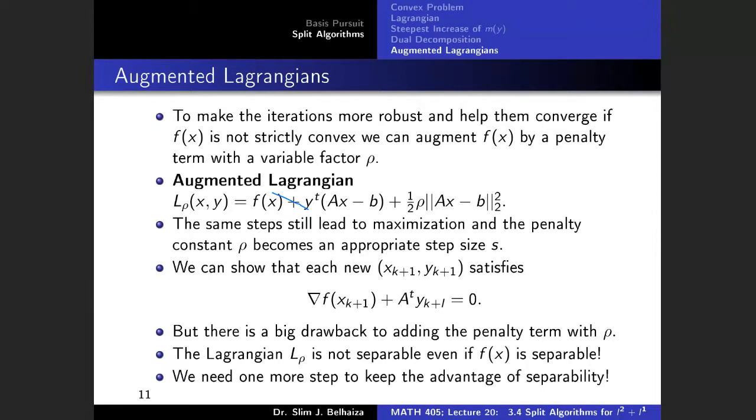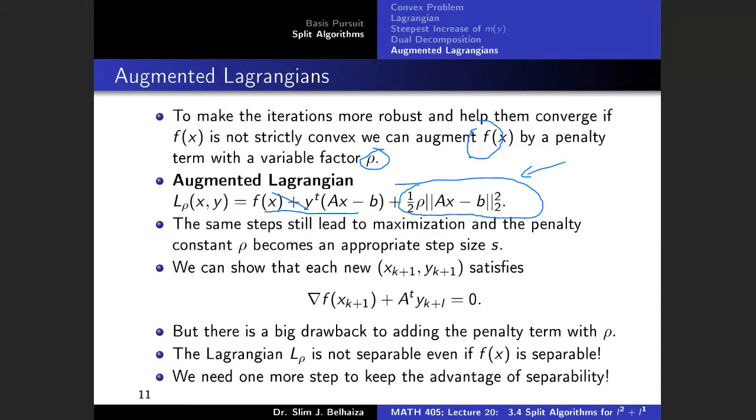Why? To make the iterations more robust and help them converge if f of x is not strictly convex, we can augment f of x with a penalty term with a variable, let's call it rho. As you see here, this is the regular Lagrangian, and we added something that looks like the lasso optimization objective. So it's rho times the L2 norm of Ax minus b. Because now the error here is raised to the power 2.